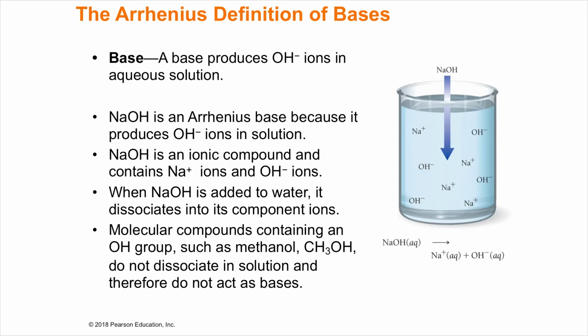So then there's the definition of a base. And a base is something that produces hydroxide ions when it's dissolved in water. And so you can see the equation down here on the right. Sodium hydroxide, when it dissolves in water, dissociates into sodium ions and hydroxide ions, right? The two ions that make up sodium hydroxide, the sodium ion and the polyatomic ion hydroxide. Remember way back to when we did polyatomic ions. And so when you're looking at chemical formulas and you see an OH in the chemical formula, that might be an indicator that that substance is going to be a base.